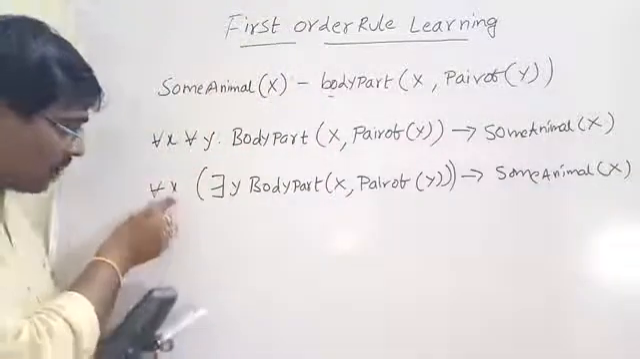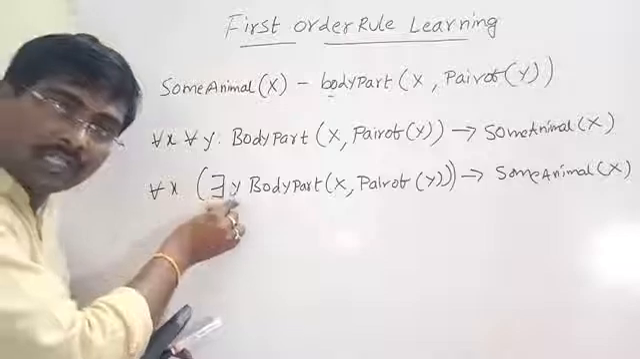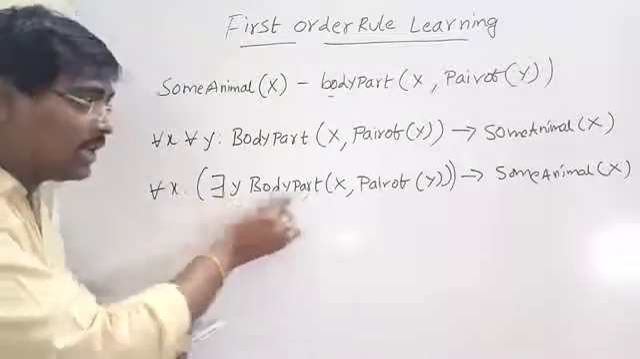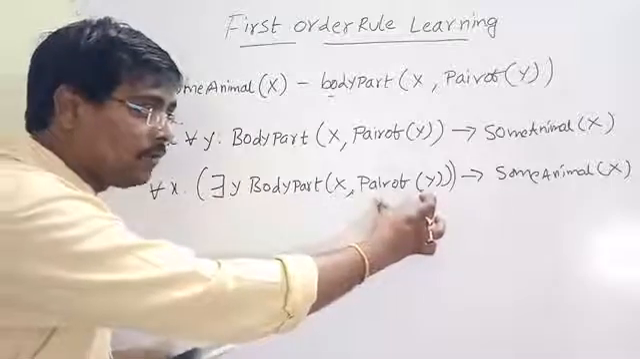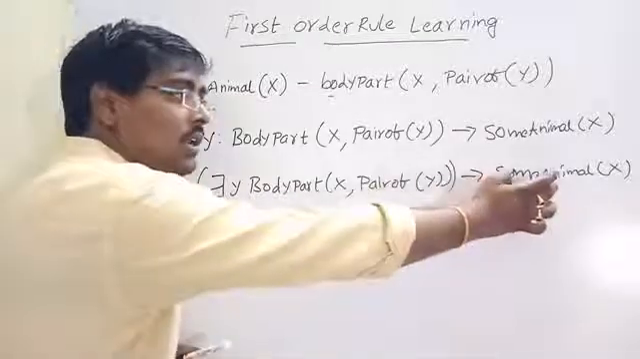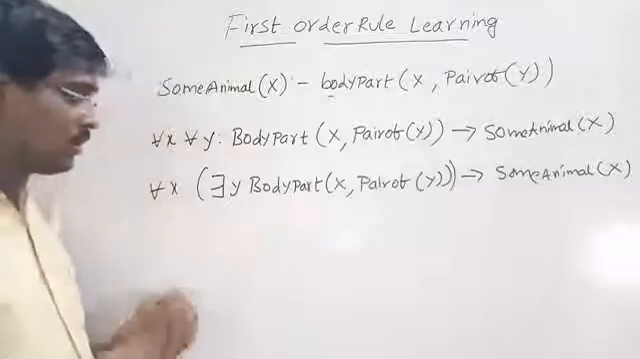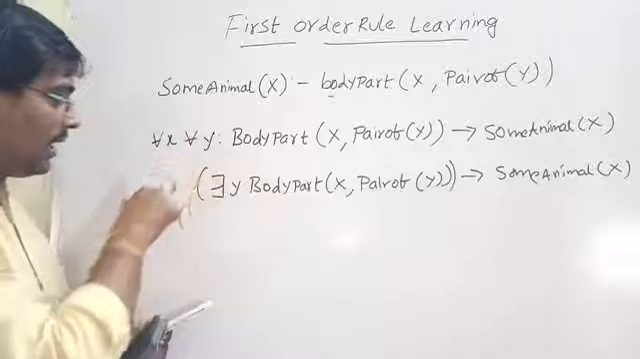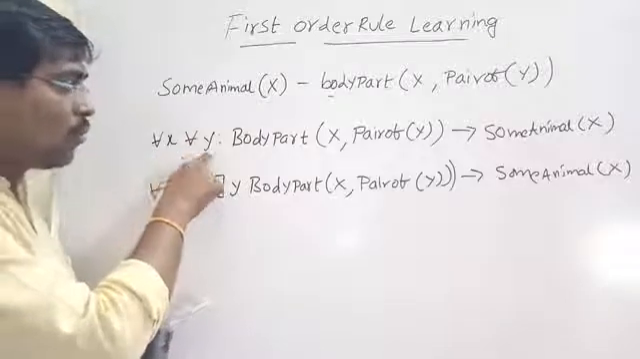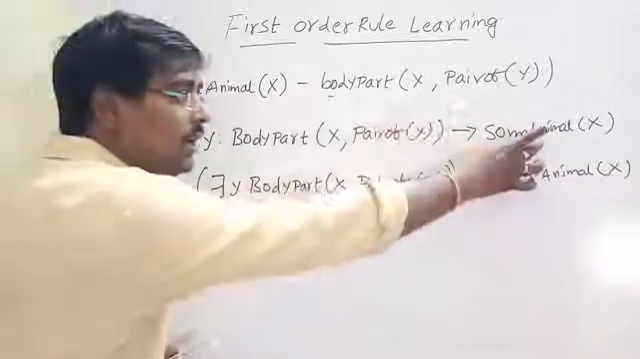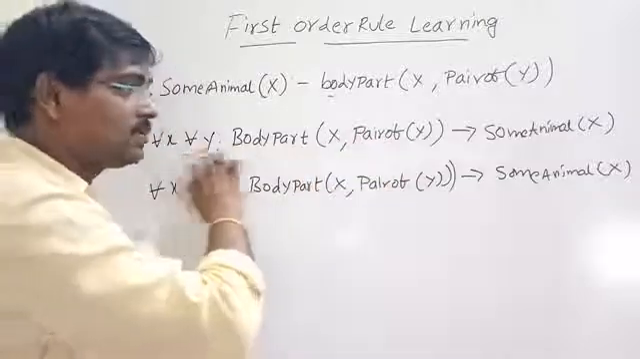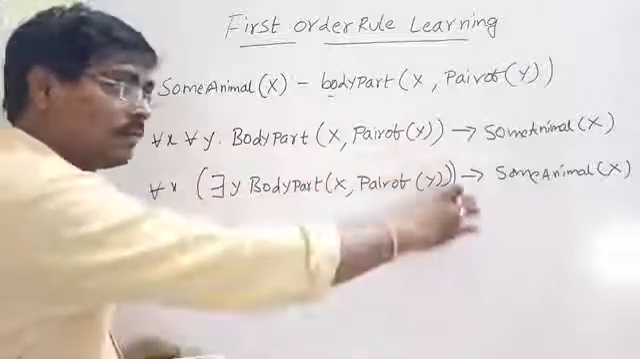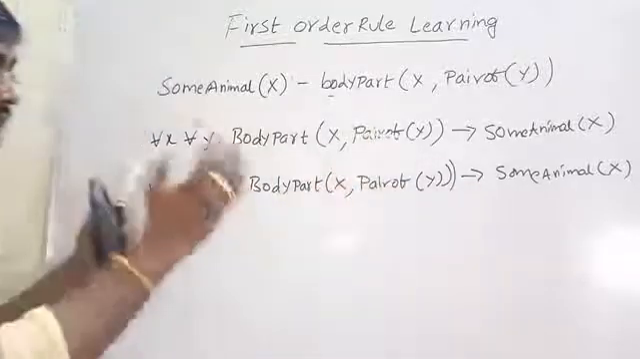Now see this one: for all x, if there exists some y, if x has a pair of y as the body parts, then it is some animal. Observe the difference. Here this y belongs to this body only. In the other case, y appears for the entire term, but in this case, y is present within this part only.